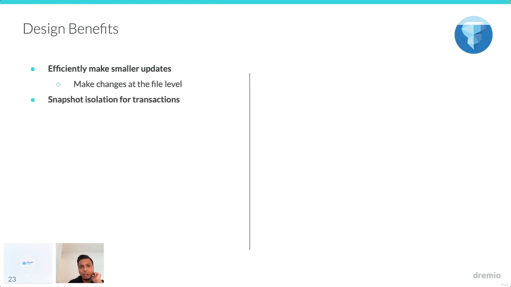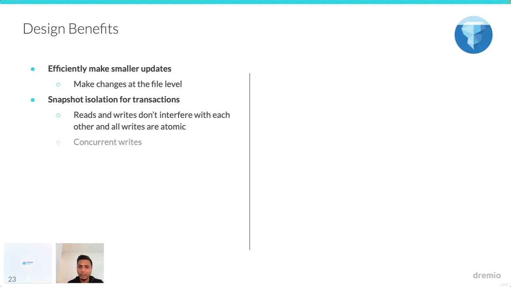Next, snapshot isolation. So the reads and the writes don't interfere, right? In Iceberg, as you are writing, the reads aren't affected, and vice versa. The writes are also atomic, right? Hence, you don't see things like partial writes, right? You don't see zombie data, right? It also gives you things like concurrent writes. Multiple people can write at the same table at the same time. Multiple engines can write at the same data set, right? It uses things like optimistic concurrency control and checks and stuff like that.